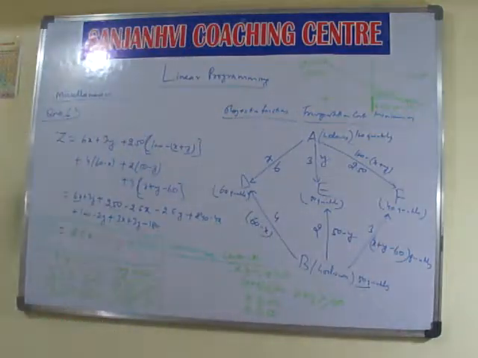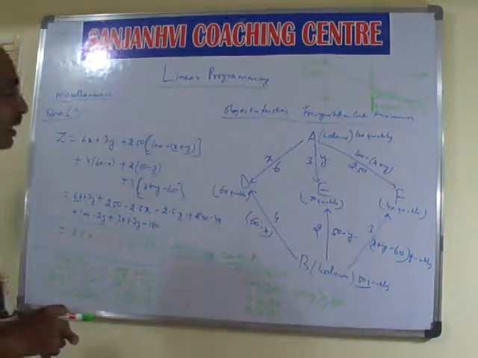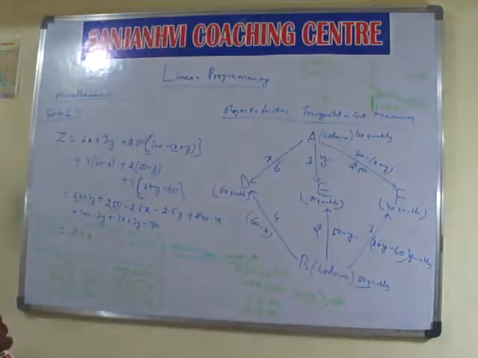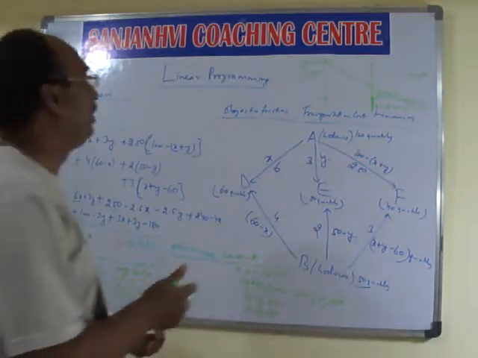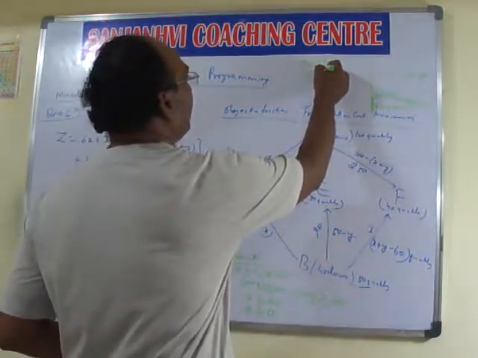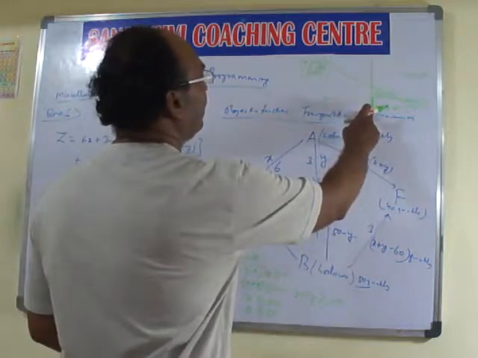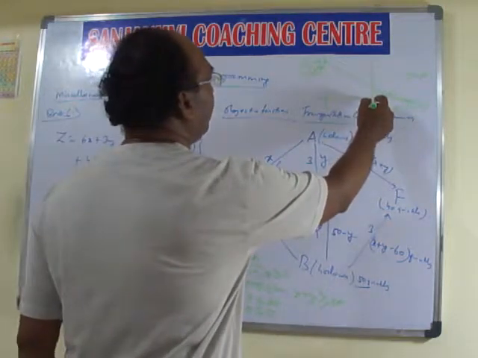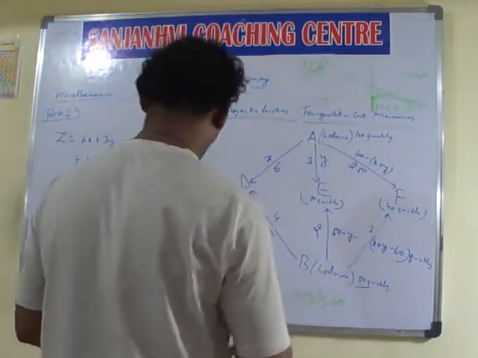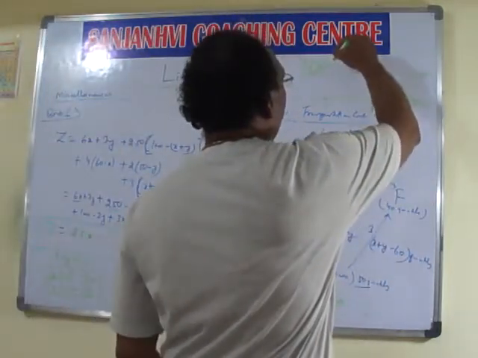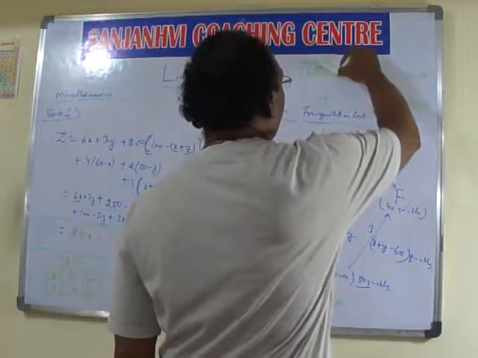Another one, 0, 60 and 60, 0. So x equal to 0 and 60, somewhere here. Is this point only? Correct. So in this case, the feasible region is bounded.